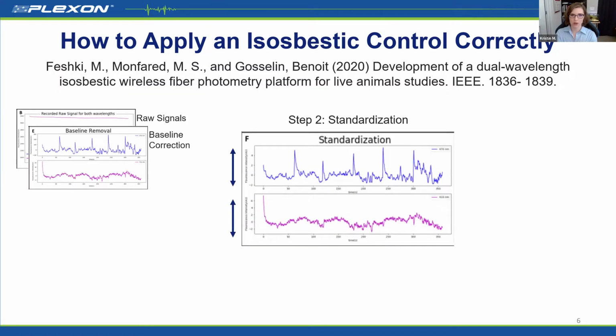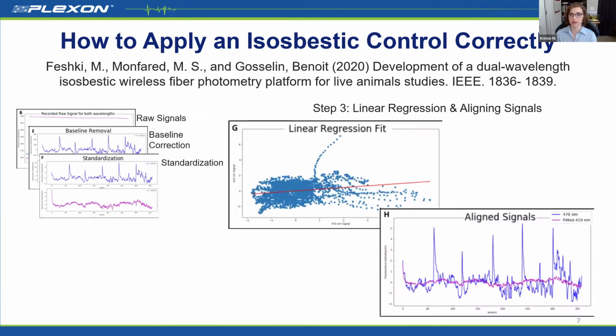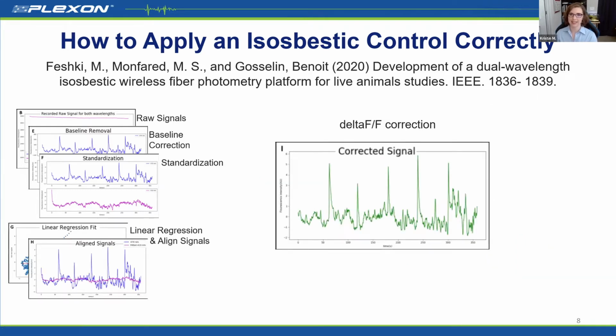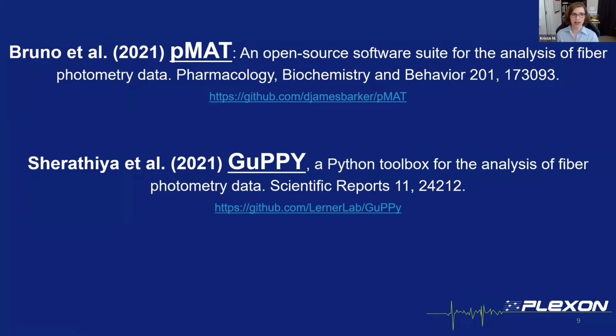All right, so we went through the baseline correction step, there was standardization, and then the final step is a linear regression, which fits the 410 isobestic signal with the 470 GCAMP signal or signal of interest, and then signals can be aligned on the same axis. And then and only then can the delta F over F signal be done using the fitted GCAMP and isobestic control signals. So that was really fast, and that's a lot. But the good news is that pMAT and GuPPy handle all that math for you. And so while it's important to understand, it's not something that you actually have to know how to do by hand.